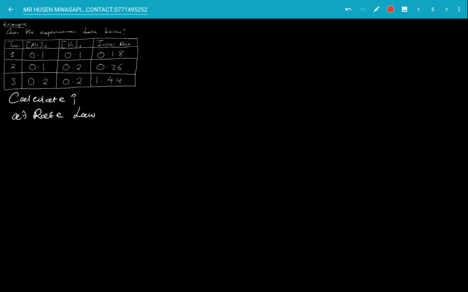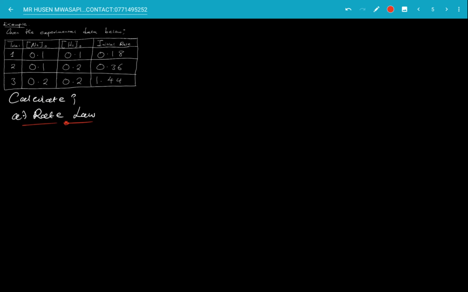So we have a basic example where we've been given experimental data. We have some trials, about 3 trials: trial 1, 2, and 3. We have the reactants, nitrogen and hydrogen, and the initial rates. So we're given these values, and we're being asked to calculate the rate law. Basically what we have to do is simple. There are basic steps we have to follow.